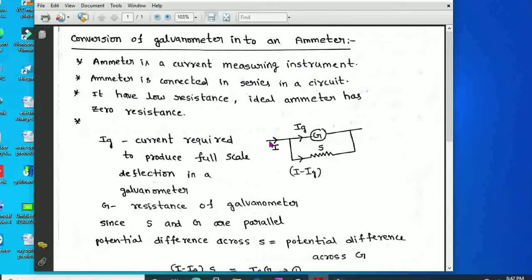Now if I is the total current passing through this, and this is the node or junction, at this point the current divides into two branches. Through this branch the current through the galvanometer is Ig, and through this branch the current is I minus Ig, because total current is I. So I minus Ig is the current passing through the shunt resistance.